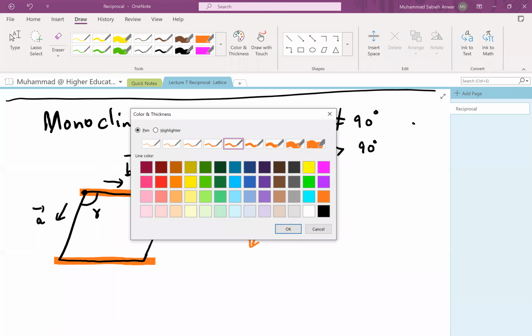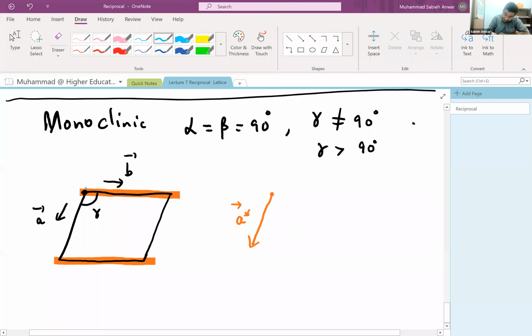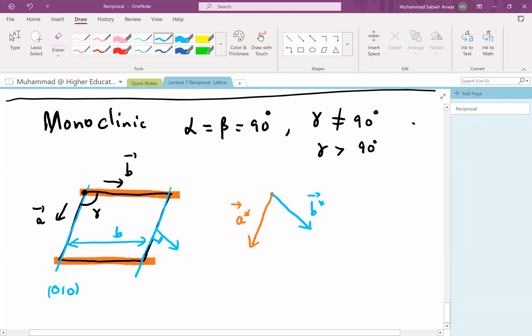And then next what I would do, something interesting is going to come up. I identify these planes. These are my 0, 1, 0 planes. I identify the vector that is normal to these planes. I use the same origin and draw this vector B star. Now the length of B star is inversely proportional to the spacing here, B, and the length of A star is inversely proportional to the spacing between the orange planes. Now this angle you can geometrically show is equal to the complement of gamma, gamma star. So gamma star is 180 minus gamma.